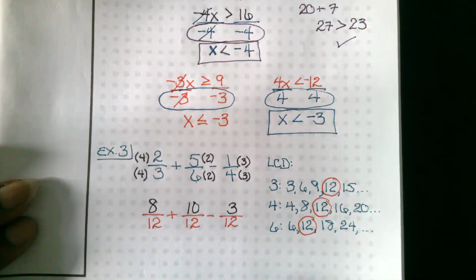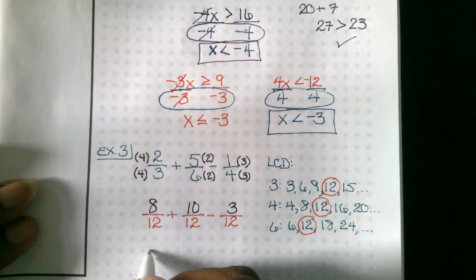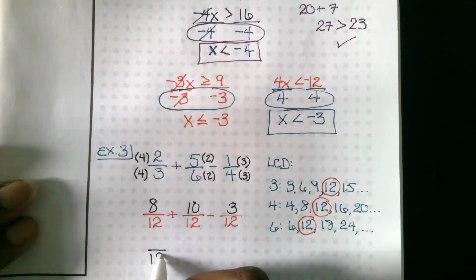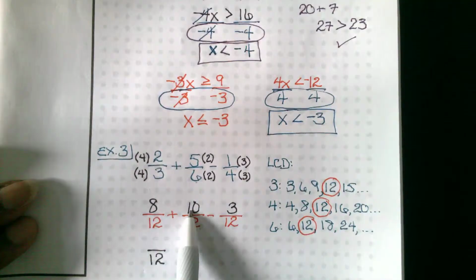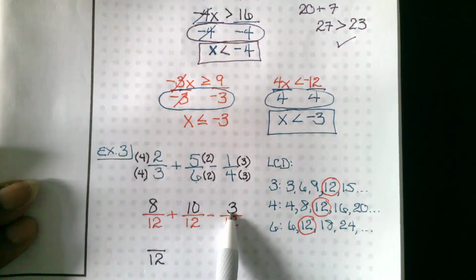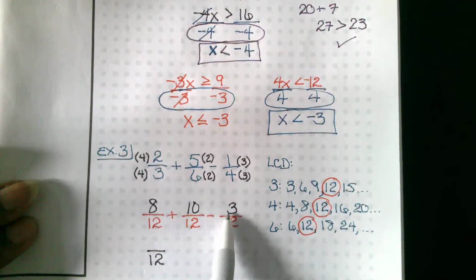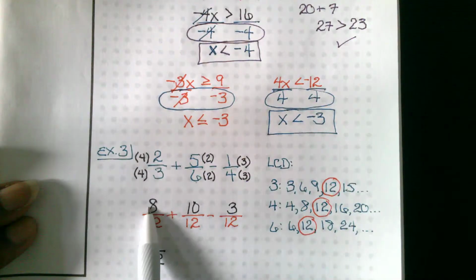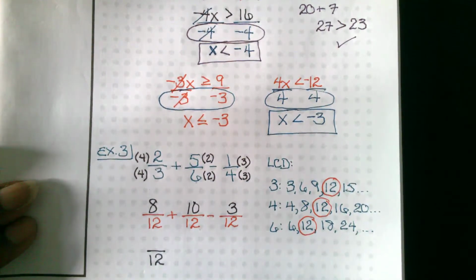All we need to do is combine the numerators. So my denominator is going to be 12. So I need to add the 8 and the 10. That gives me 18. And take that 18 and minus 3. So the 18 came from the 8 plus 10. Then we're going to subtract 3. Notice I went from left to right. So that will give us our, let's say, 15.